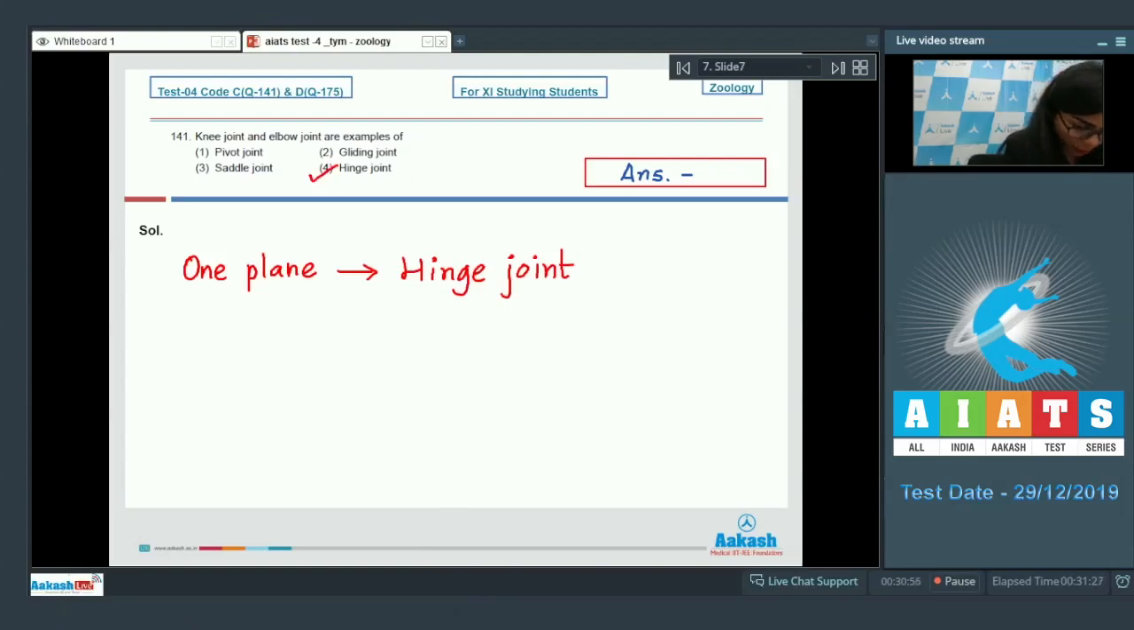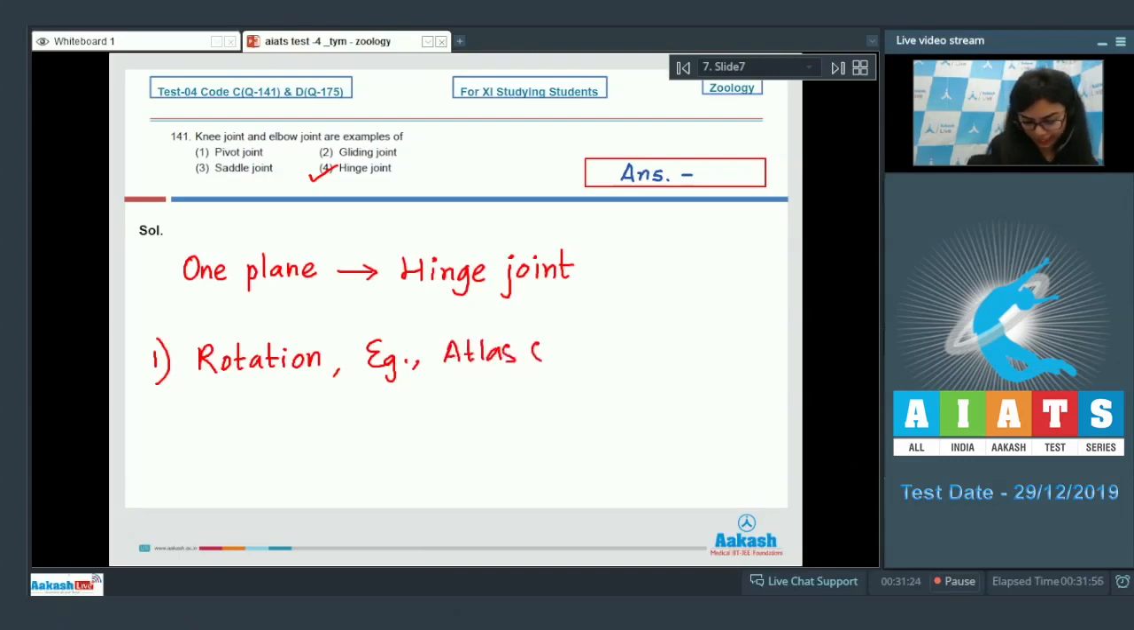Let's discuss the other options. Option number 1, pivot joint. Pivot joint allows movement in one plane and the primary movement at the pivot joint is rotation. One of the bones in a pivot joint is fixed or stationary, whereas the other bone rotates over it. An example of this would be the joint between atlas and axis, or the joint between radius and ulna just below the elbow.